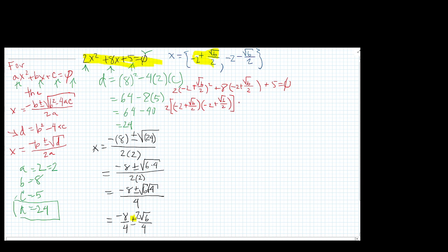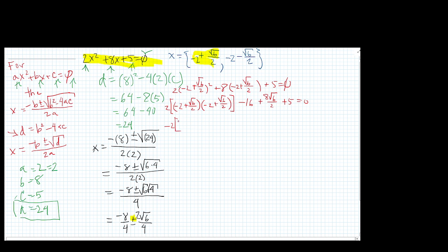Positive times negative is negative. 8 times 2 is 16. Plus 8 square root of 6 over 2 plus 5 equals 0. On that step, notice that I just distributed the 8 into each of the terms. Okay? So here, we're going to do what is called the FOIL method. The first, which are the 2's that get multiplied first, and then the outers, which is the 2 and the square root of 6 over 2, and then the inners, and then the lasts. It's a FOIL method.